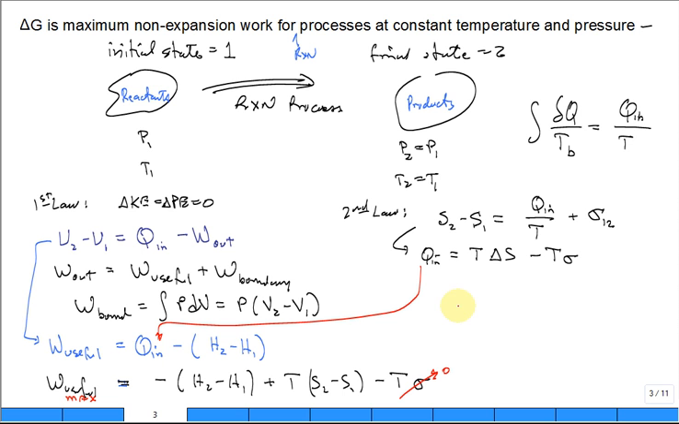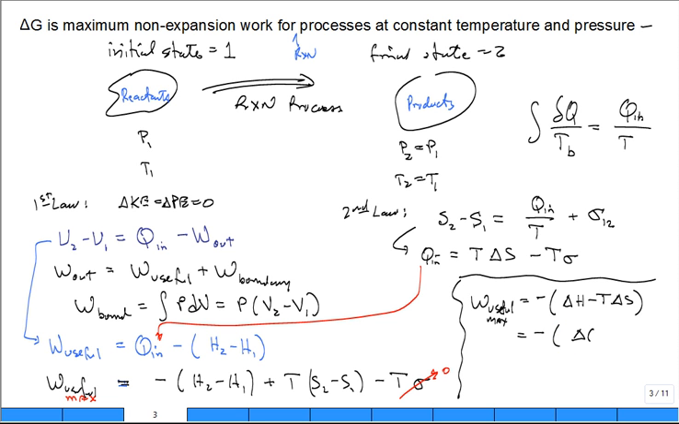So I need to fit it in somewhere. Let me try and not scroll down. I'll fit it in right over here. So we have that the maximum useful work is equal to, I'm going to put a minus, and then I'm going to have a change in H minus T change in S. So it's the negative of the change in the Gibbs free energy. That grouping of terms is just called G. So by definition, delta G is delta H minus T delta S.